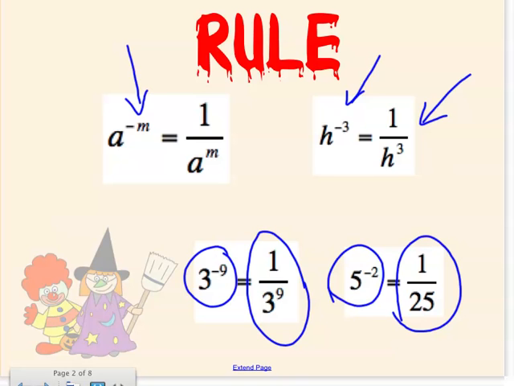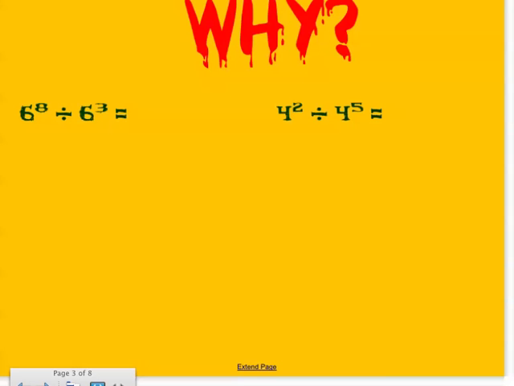You notice that none of them are actually negative answers. So it doesn't mean my answer is negative. It means my answer is a fraction. All right, so let's practice this.